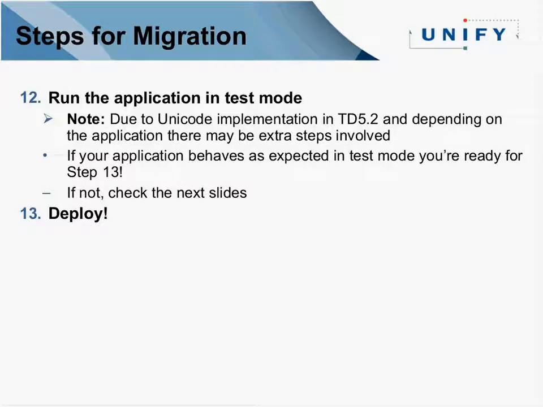Okay, so you compile your application. You don't have any errors, so you're ready to run it in test mode now. Now, a few notes related to that. Because of the Unicode implementation in 5.2, and depending on the type of application that you may have, there may be other extra steps involved. It only means that you have to know about them and make decisions based on them. Usually, Unicode will not add anything else to your migration unless you're using very specific things that we'll talk about in the next slide.